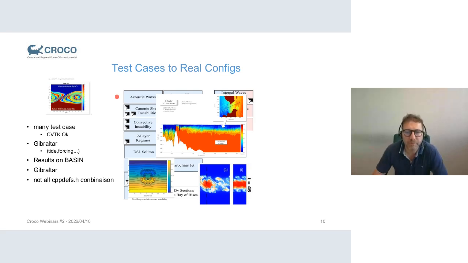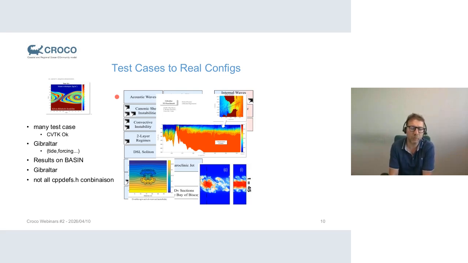To test our development, we have many cases, mainly a non-hydrostatic case. And we test it with CVTK, which is okay. This means that with MPI, we can reproduce exactly the same result between CPU and GPU in the debug case CVTK. We also validate our development on a realistic test case, which is Gibraltar. In the next slide, I will show you results on the Basin test case.